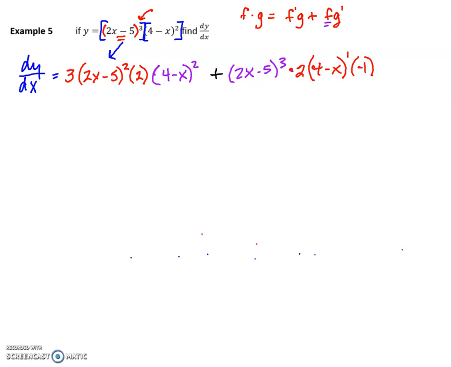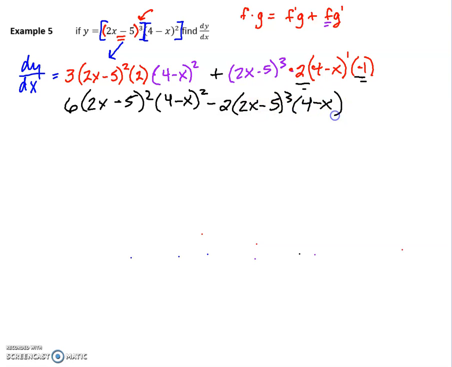So we've got, let's see, I've got a 3 and a 2, so I've got a 6. And then I've got 2x minus 5 squared times 4 minus x squared. Here out front, I've got a 2 and a negative 1, so minus 2. I've got a 2x minus 5 to the third and a 4 minus x. Now, technically this is fine, but in the future, we're going to start factoring out like parts. So I've got 2x minus 5s in each, and I've got a 4 minus x in each. So I'm going to bring those out.